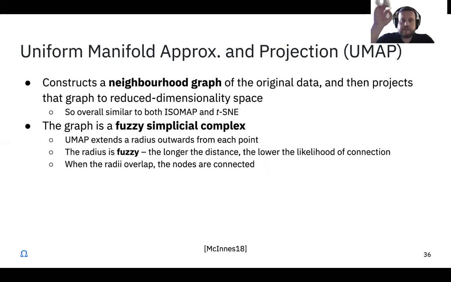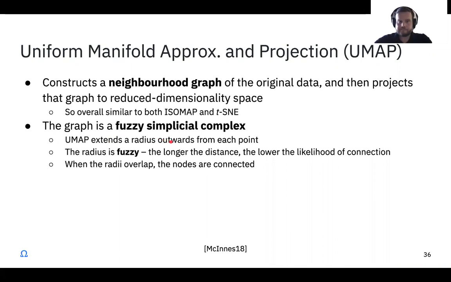But what it does is construct a neighborhood graph of the original data, similar to ISOMAP, right? And then it projects it to the reduced dimensionality space. So that's actually similar to both ISOMAP and TSNE. But the graph is, again, a technical term, a fuzzy simplicial complex.